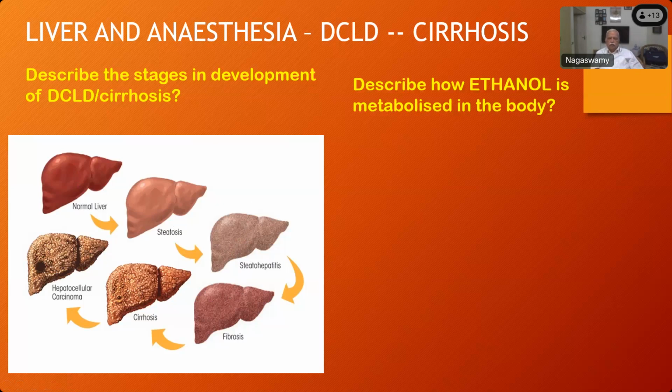Now, alcoholic cirrhosis or alcoholic affection of the liver is the most common thing, as we saw in the discussion. So the examiners may ask you, how is alcohol metabolized in the body? Whenever somebody takes alcohol, how is it metabolized? This is a very common question that you have to expect in the viva examination.